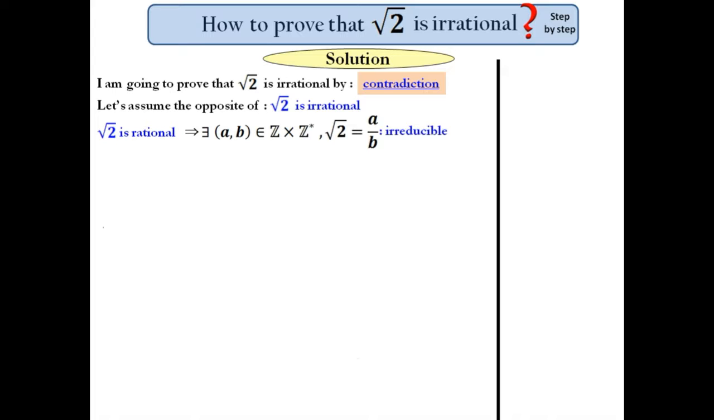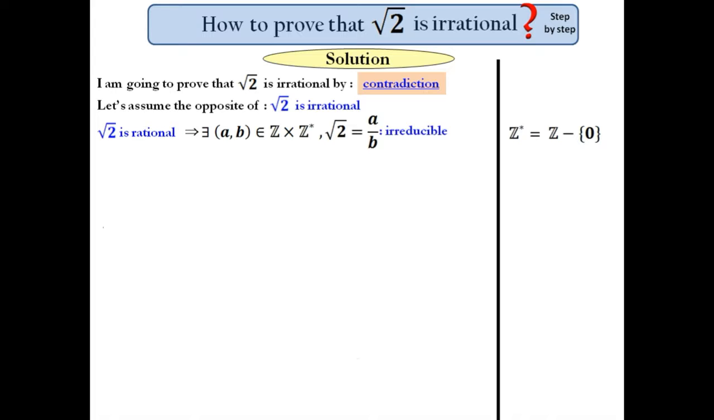That implies that there exist a belonging to the Z set and b belonging to the Z star set, such that the square root of 2 is equal to a over b, and the ratio a over b is irreducible. Z star set is the Z set without 0. The ratio a over b is irreducible.